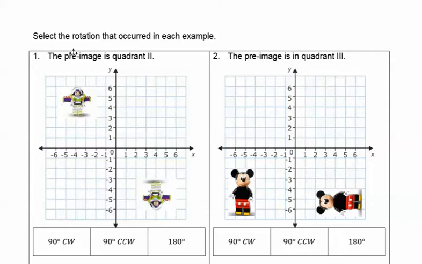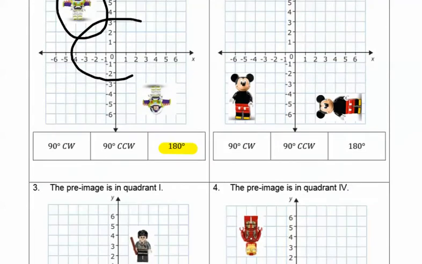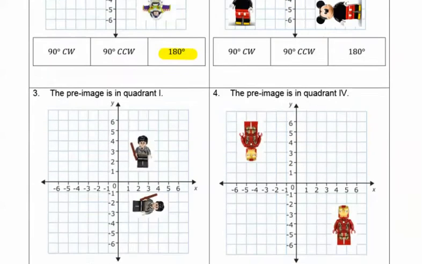Okay? So go ahead and I'll do the first one maybe with you. So it says the pre-image is in quadrant 2. So remember, quadrants, that's our pre-image. So what happened? Well, we ended up 2 quadrants away. So that would be 180 degrees rotation, and it could be 180 clockwise or counterclockwise, okay?